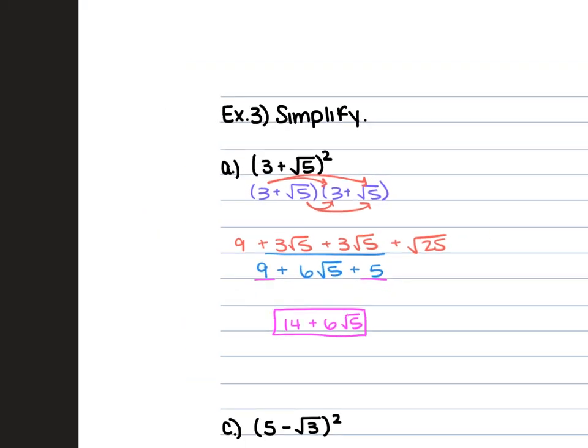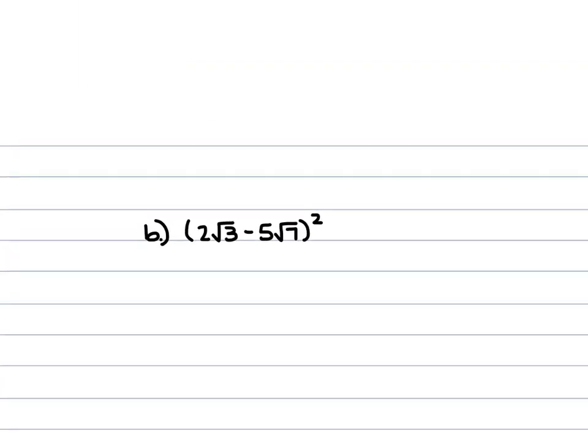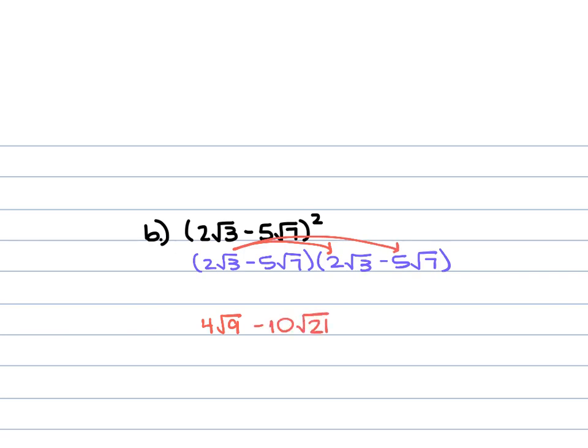For B, we have 2 square root 3 minus 5 square root 7 squared. So I'm going to multiply this by itself and FOIL. 2 square root 3 times 2 square root 3 is 4 square root 9. 2 square root 3 times negative 5 square root 7 is negative 10 square root 21. The negative 5 square root 7 times 2 square root 3 is a negative 10 square root 21. And the negative 5 square root 7 times negative 5 square root 7 is a positive 25 square root 49.